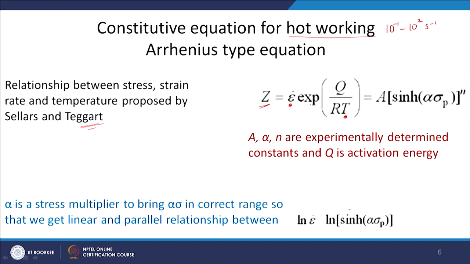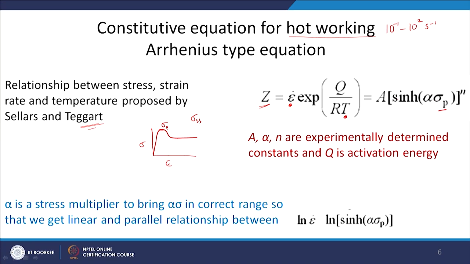Of course, our temperature will always come under the exponential term, and they relate this Z with the stress. We are taking here P, I am using it for peak stress. So, when you are deforming the material, if you remember, if you have a single peak, this is my peak stress sigma p. Sometimes you can use steady state stress, or peak stress. Here we are using peak stress to find out the constitutive equation.